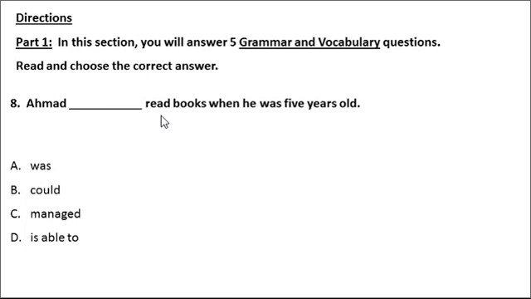Ahmed could read books when he was 5 years old, because was doesn't go here. Managed is not suitable here, and is able to read books when he was 5 years old also cannot be put here, because we are talking about past time, when he was 5 years old. So could is the suitable answer. So pay attention to these grammar questions, and study the grammar lessons at home to be able to answer these questions in the exam.